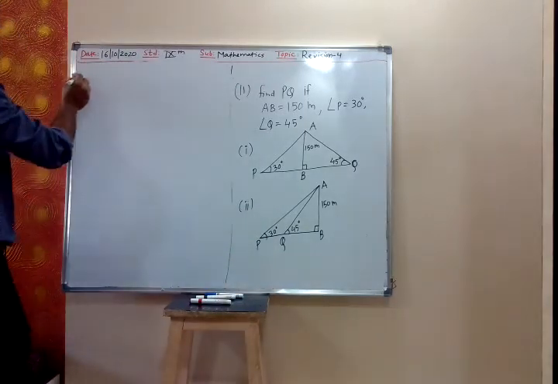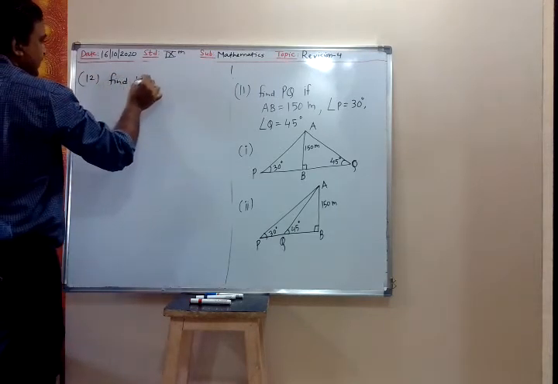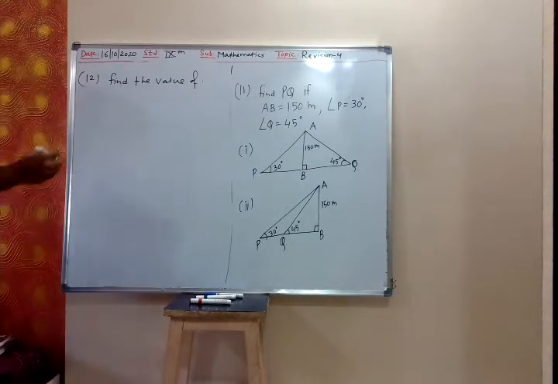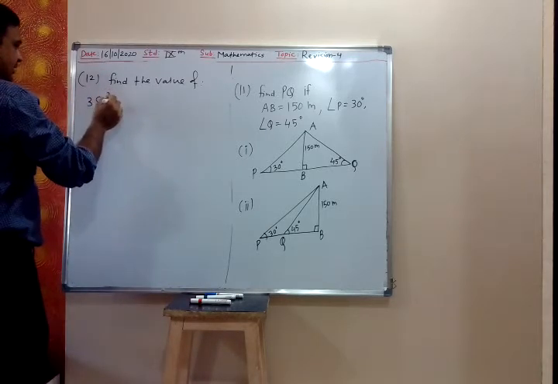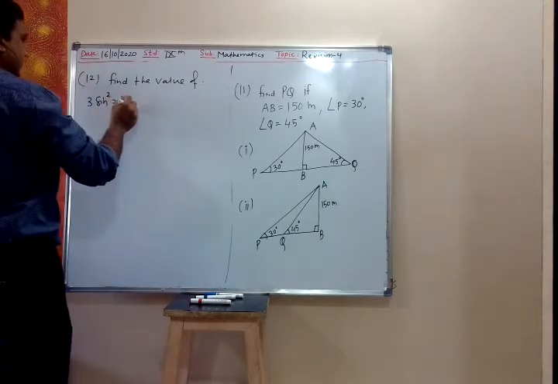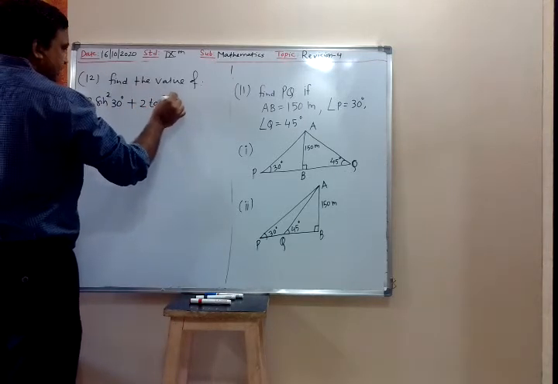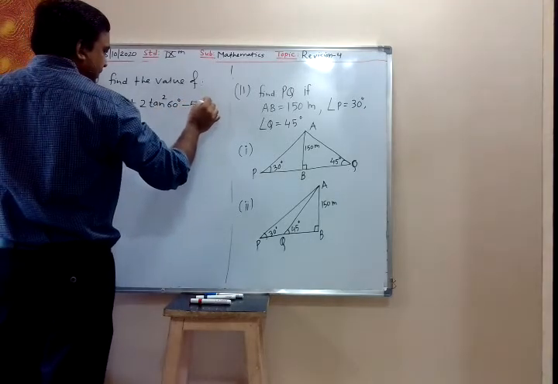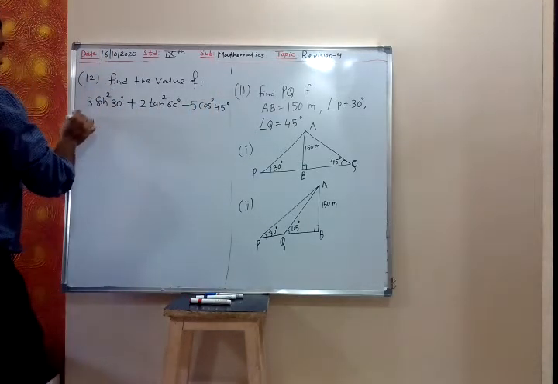Then 12th, find the value of 3 sin square 30 degree plus 2 tan square 60 degree minus 5 cos square 45 degree.